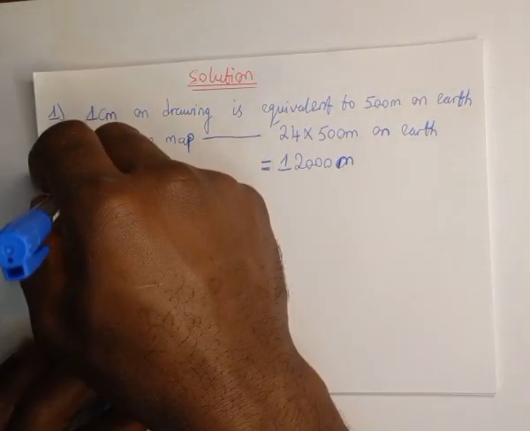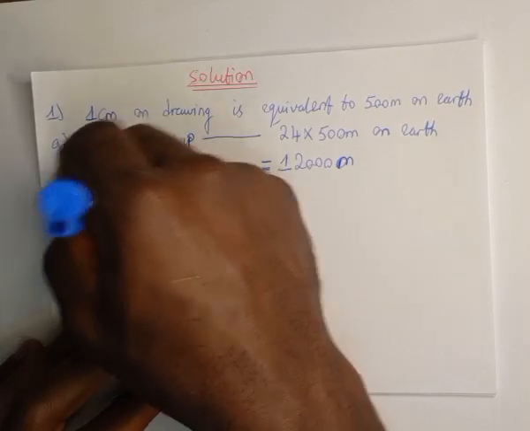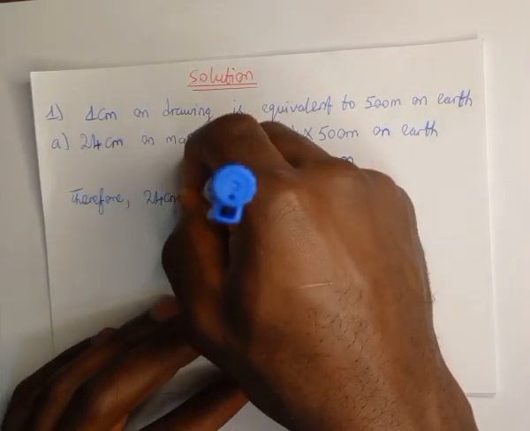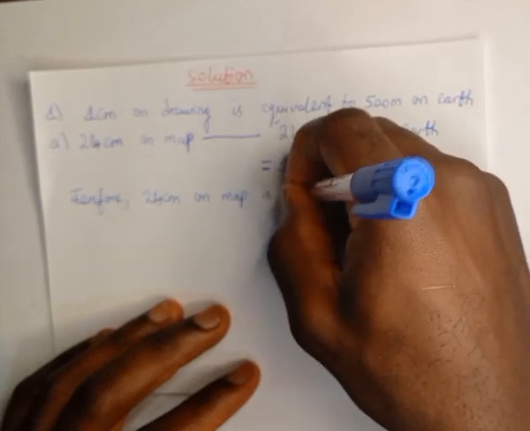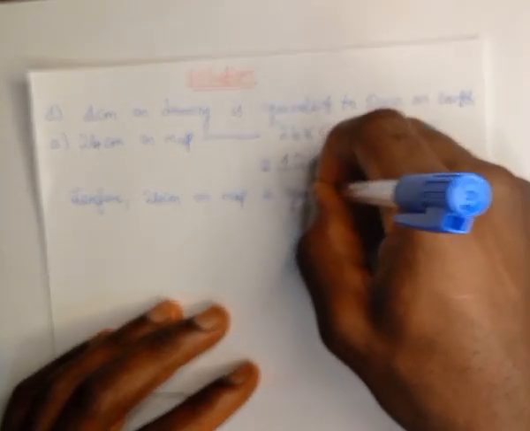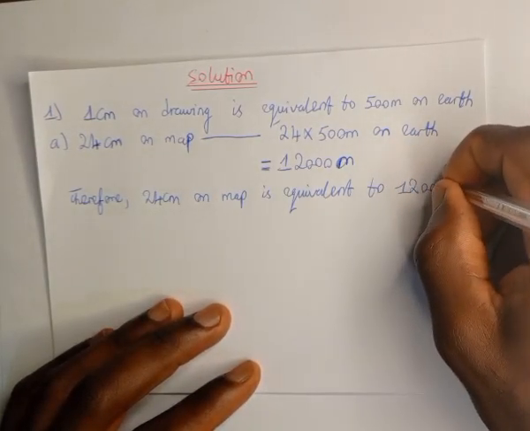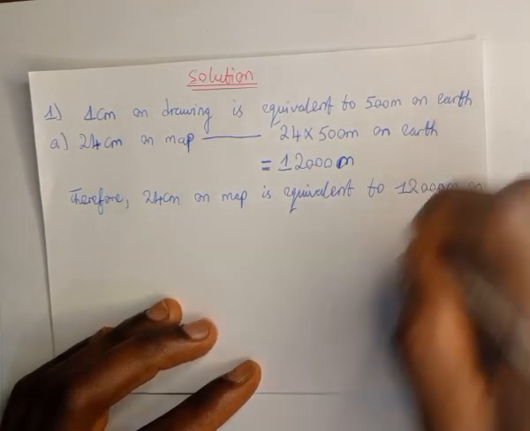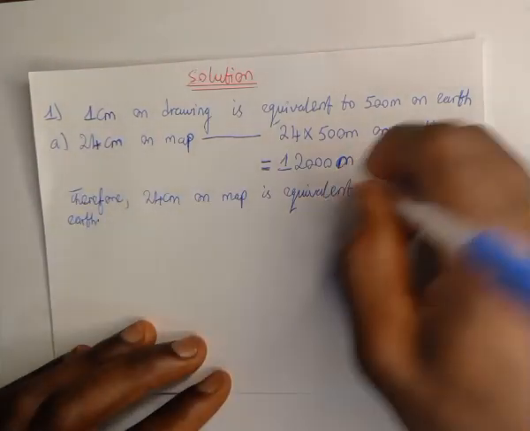We conclude therefore 24 centimeters on map is equivalent to 12,000 meters on Earth. This is our answer.